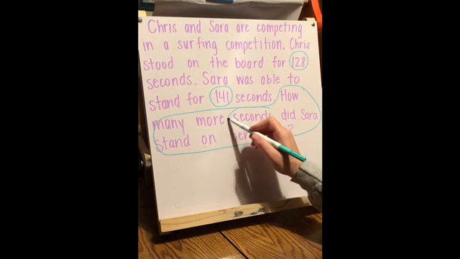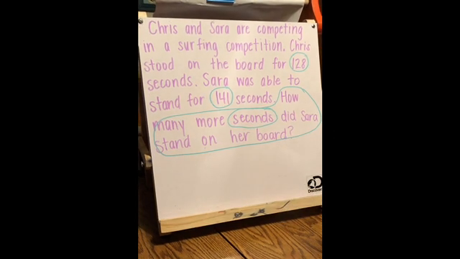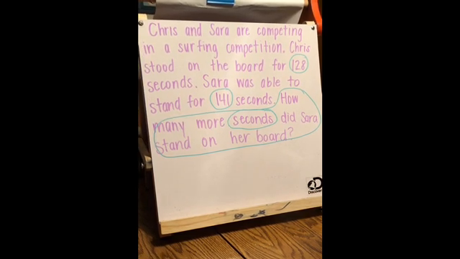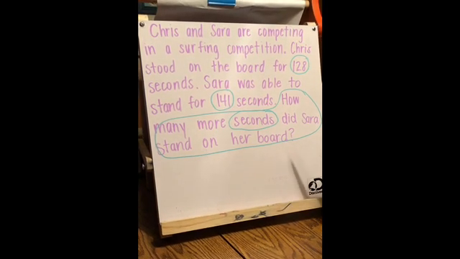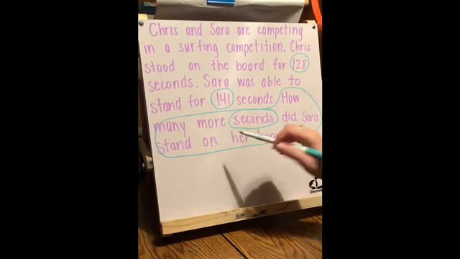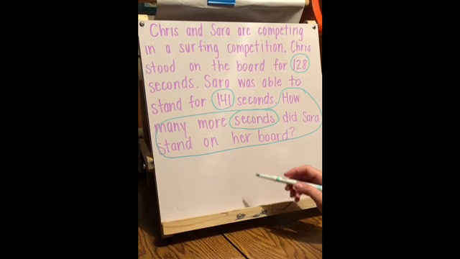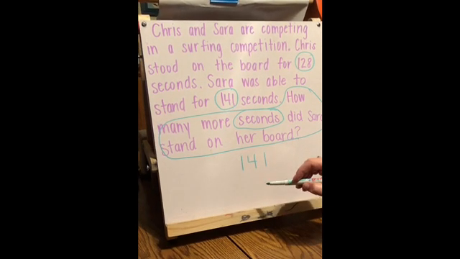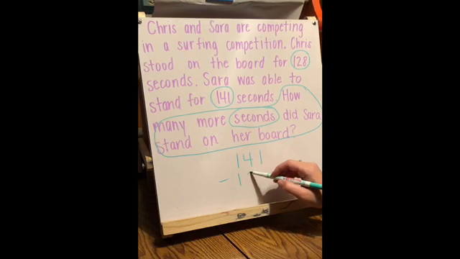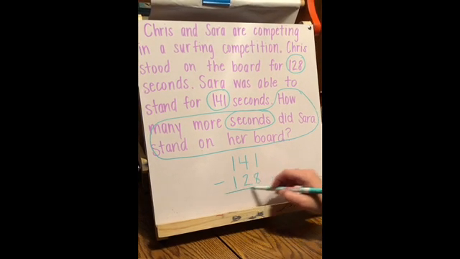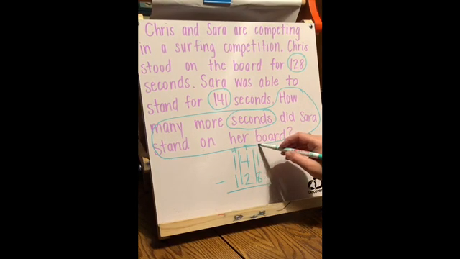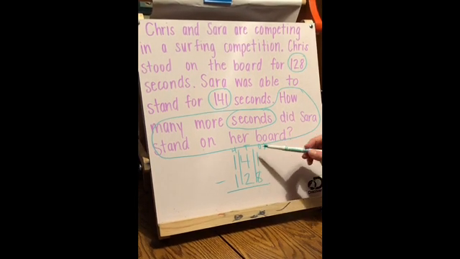Next comes the label, seconds. So we know that Sarah was able to stand for a longer period of time because 141 is greater than 128. And remember, how many more? Keywords for subtraction. So we want to put 141, because that's Sarah, minus 128, that is Chris. So we have hundreds, tens, and ones, and we always start subtracting in the ones column.